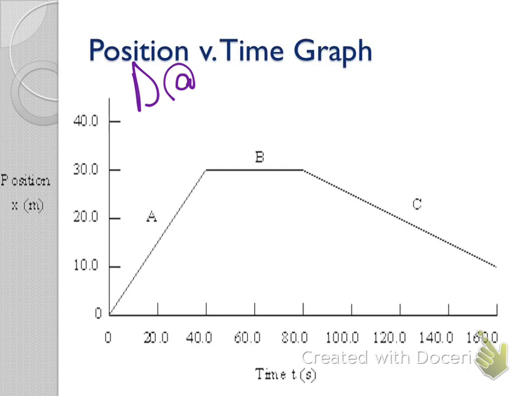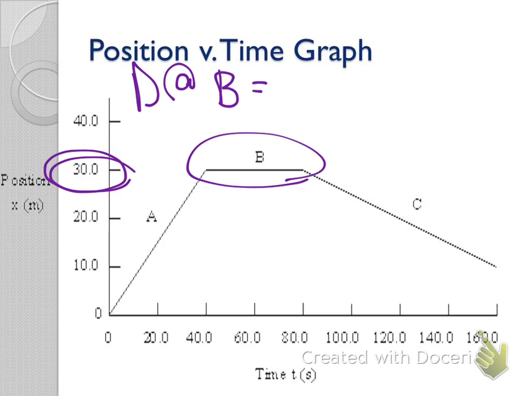What's the displacement at section B? 30 meters, exactly. If I ask for displacement at B, for time interval B, he's 30 meters away from where he started. He might not be moving, but he's 30 meters away from where he started, and he's standing right there. So displacement on a position versus time graph means you just read the axes of the graph. You just read where the graph is at that point. Okay? All right, how do you feel about that?